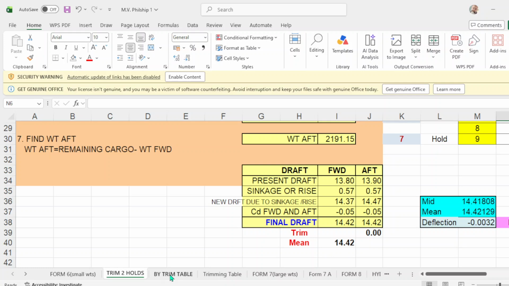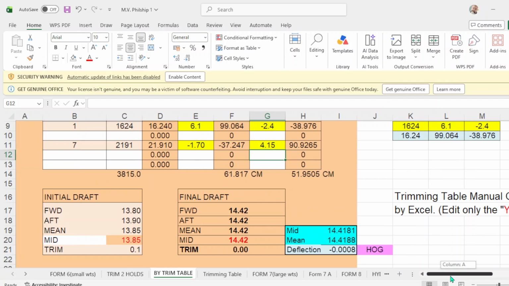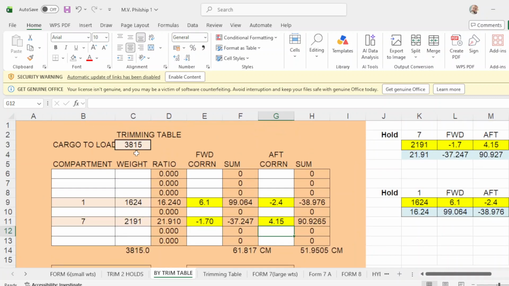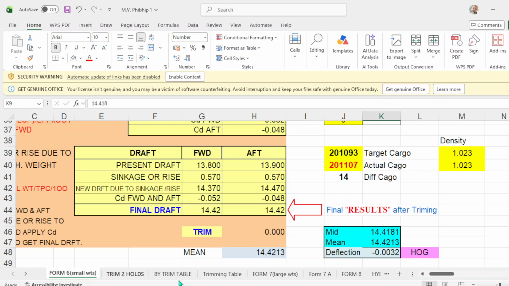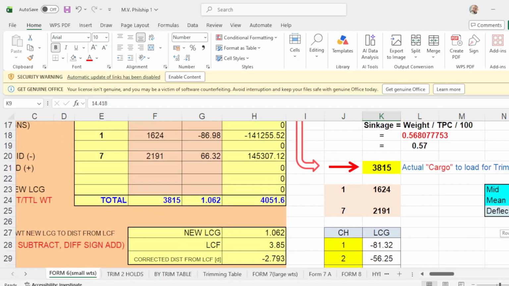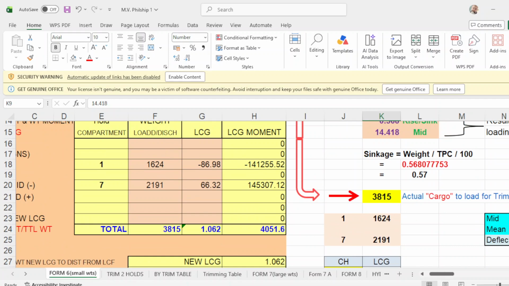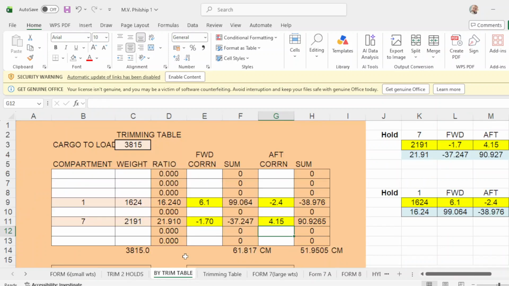So we go through the trim table. Okay, take note of the trimming cargo, which is 3815. Then you have your hole number 1, the cargo of 1624, and hole number 7, 2191. So in hole number 1, you apply the forward correction and up correction, and in hole number 7, you apply the forward and up correction.